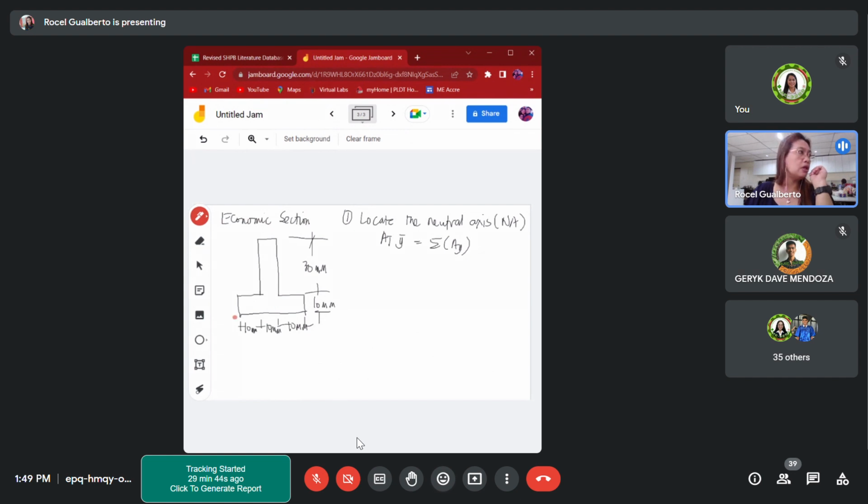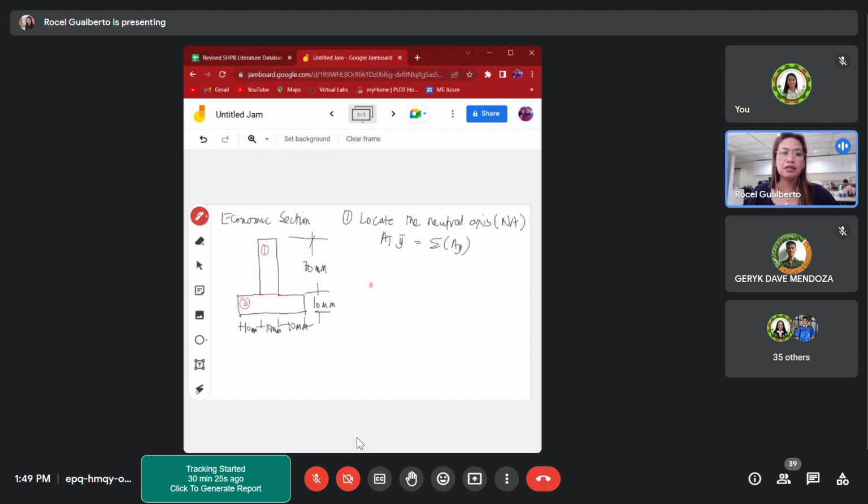Katulad po nito, this is an inverted T. This can be divided into two regular cross sections. One po yung vertical and then the other one would be the horizontal. So i-divide po natin. We mark this as your part 1 and then this one would be your part 2. So we have divided the economic section into two regular parts.